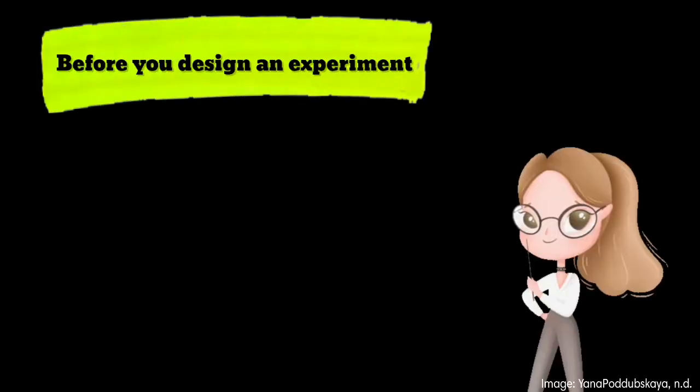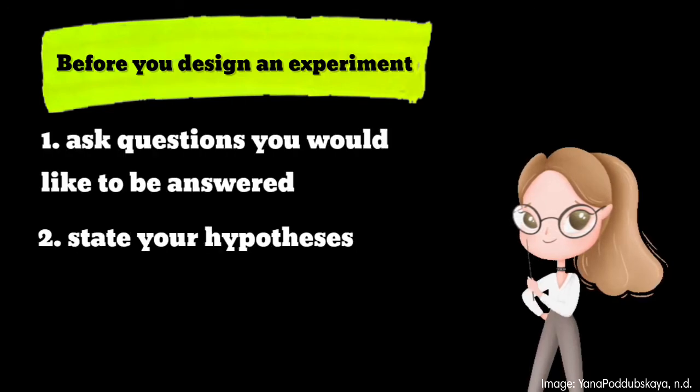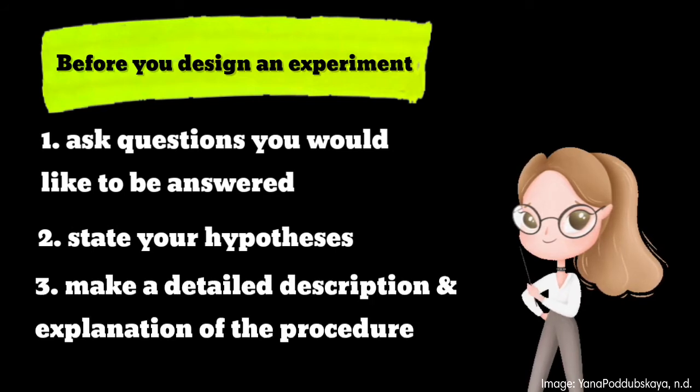Before you can design an experiment, you should first ask the questions you would like to be answered. Second, make an educated guess or state your hypothesis. And lastly, make a detailed description and explanation of the procedure of your experiment.